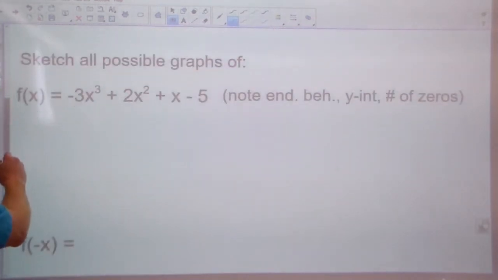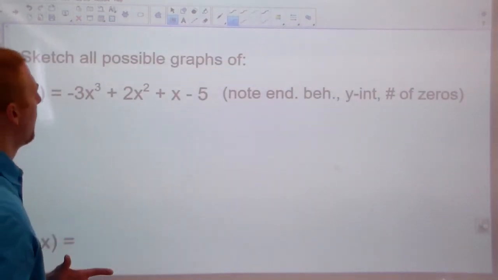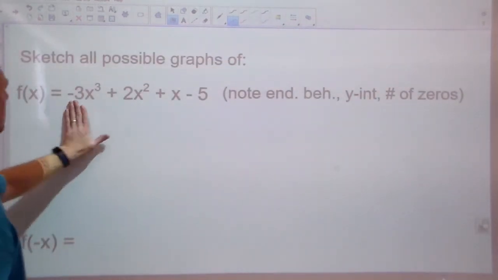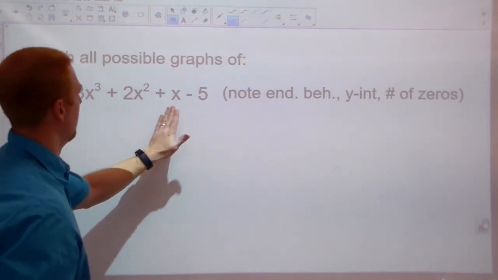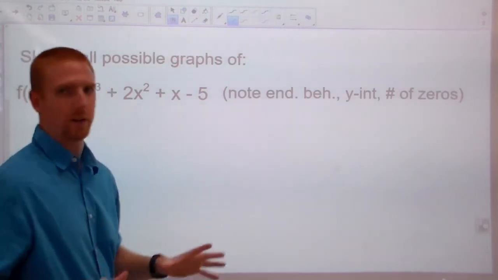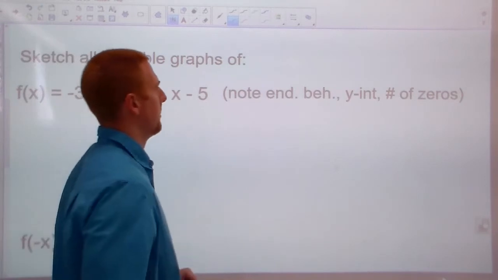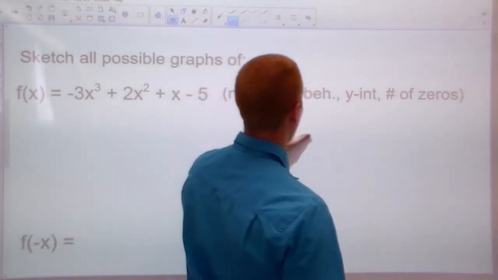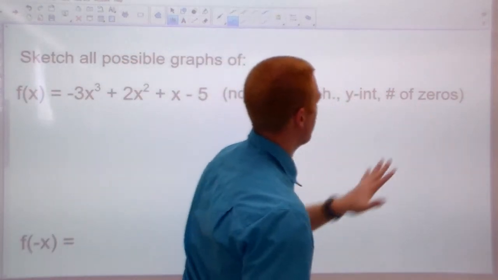Okay, so let's just dive in here. Sketch all possible graphs of negative 3x cubed plus 2x squared plus x minus 5. I'm not looking for anything too exact. Just want you to pay attention to 3 main things: end behavior, y-intercept, number of zeros.